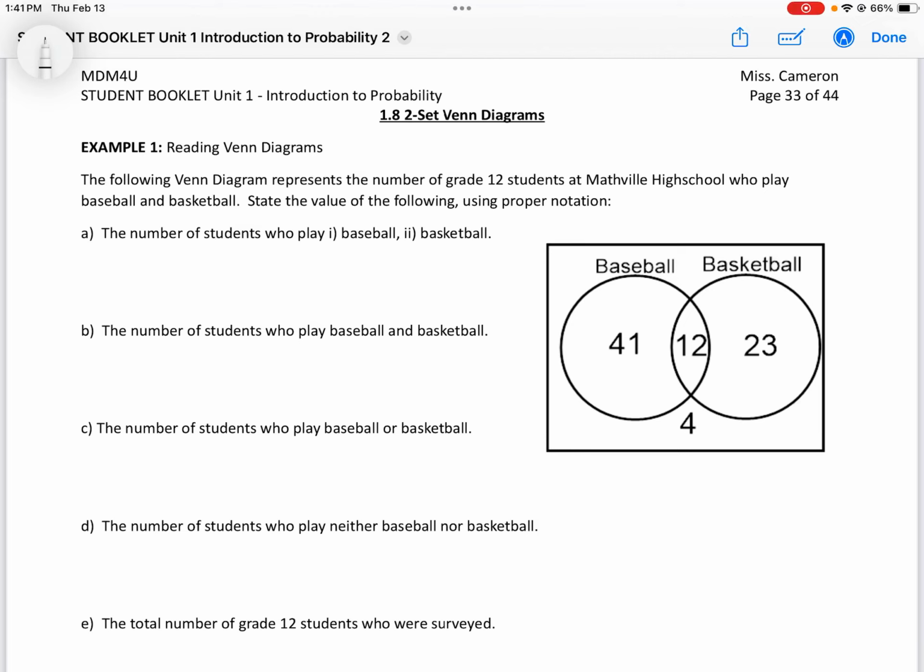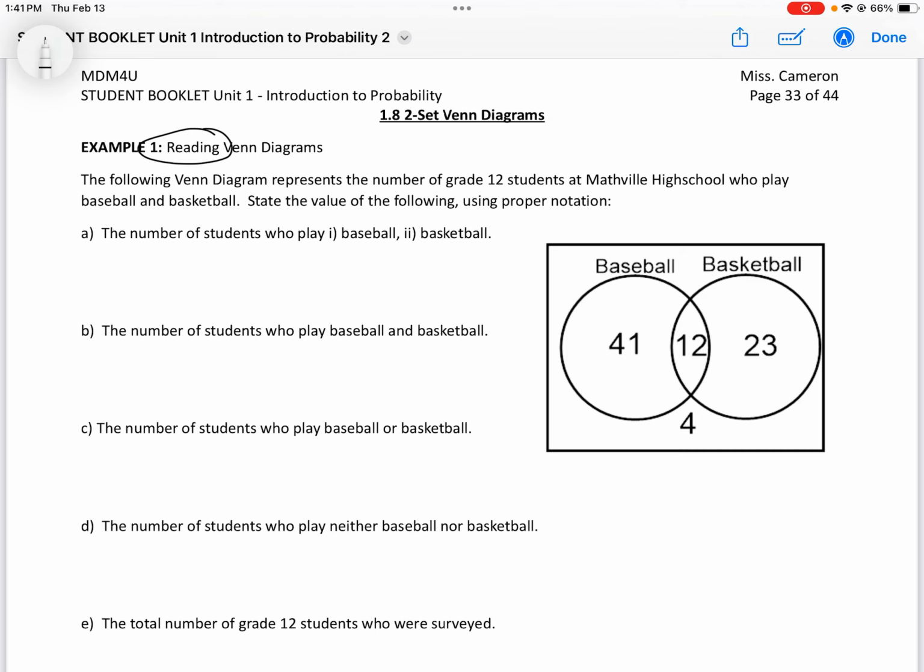1.8 two-set Venn diagrams. So let's talk about reading Venn diagrams. The following Venn diagram represents the number of grade 12 students at Mathville High School who play baseball and basketball. State the value of the following using proper notation.